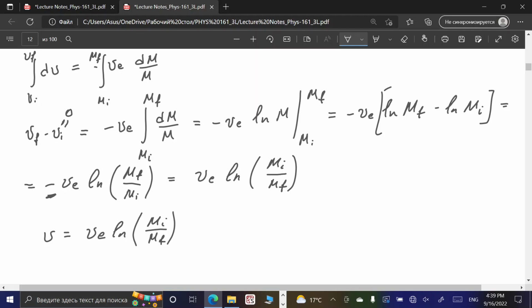So there is another possibility which is shown in this equation. We can also increase the ratio between the initial and final mass of the rocket.